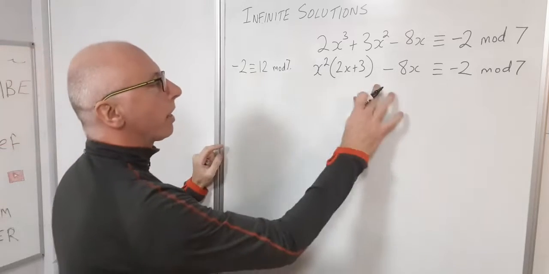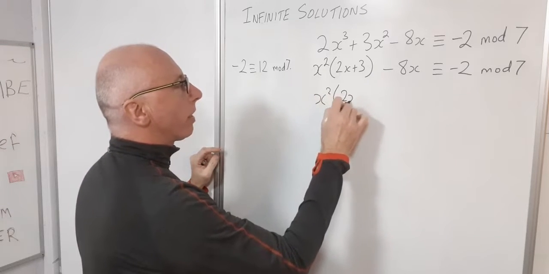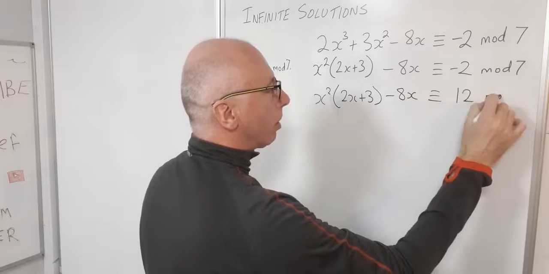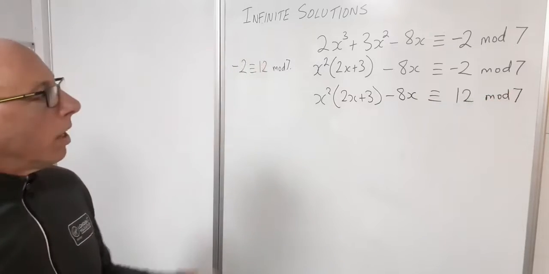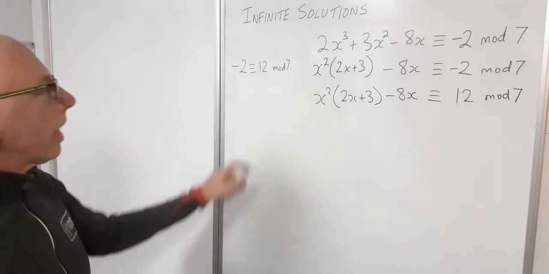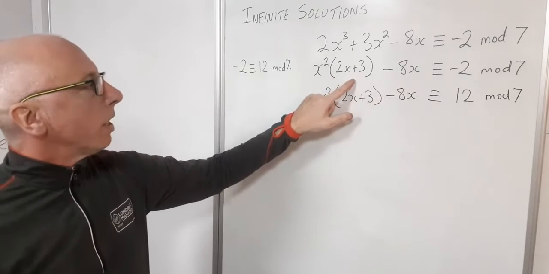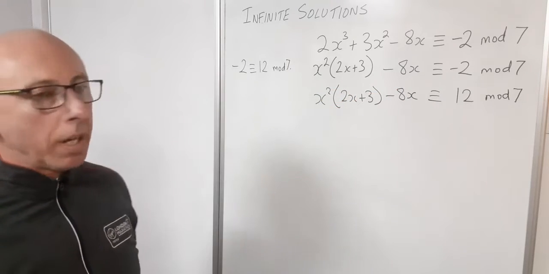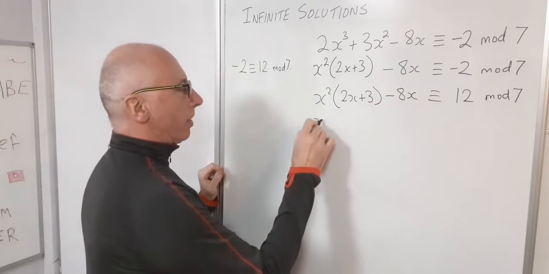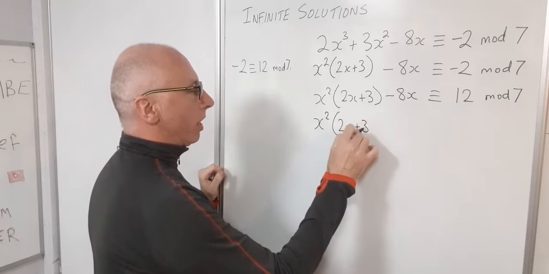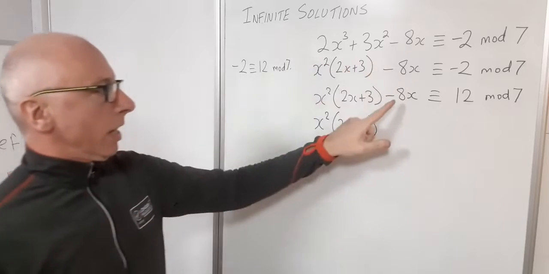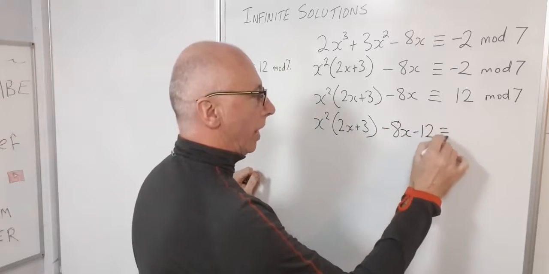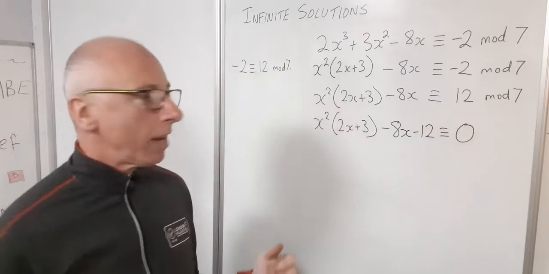So let's change that and leave my factor here. So x squared times 2x plus 3 minus 8x is congruent with 12 mod 7. Now I've got my setup here to get my factor pairs working. So my group in here, I've got 2x plus 3. So another factor here of 2x plus 3. If I bring this back to this side, it's going to work. So let's set that up. x squared times 2x plus 3. So that's all come from that. And now minus 8x minus 12. And that's congruent now with 0 mod 7.